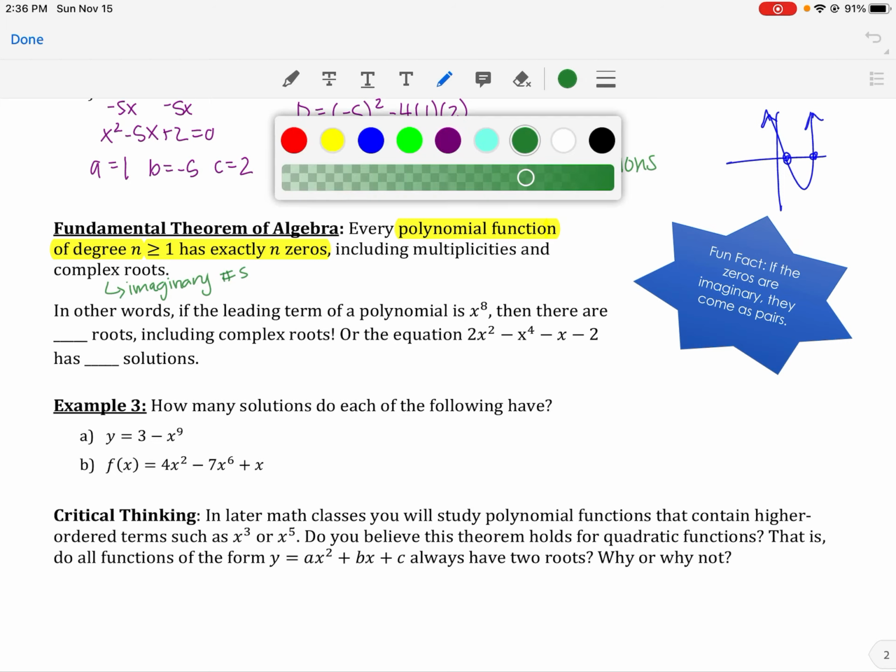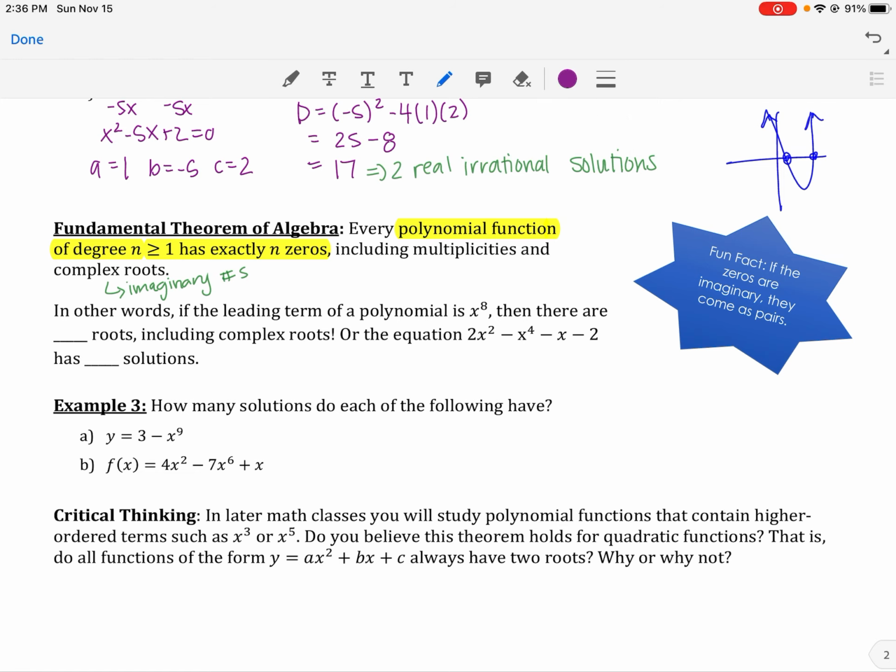Okay, so as we think about this, we're saying, okay, in other words, the leading term of a polynomial is x to the 8th. So we call that an 8th degree polynomial. Then it means that there's 8 roots. So it potentially could cross the x-axis 8 times. Or if it doesn't, that's maybe there's some imaginary ones or some that are repeated.